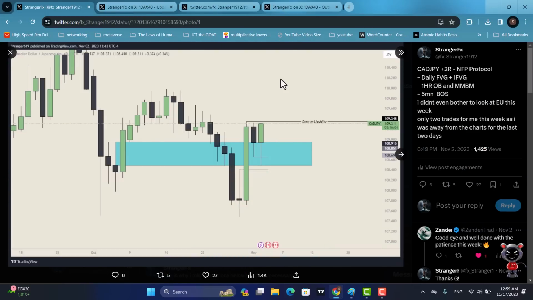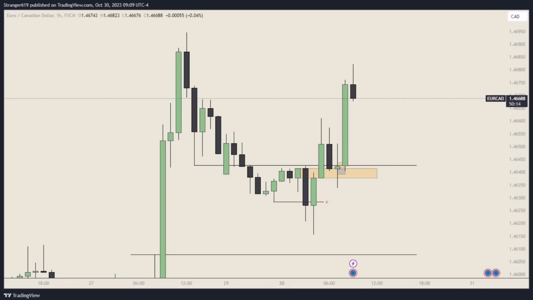And now moving on to the second part of this video, which is how to use inverted fair value gaps on the lower time frame. Now, the utilization is simple. You can use it in 3 different ways. The first one is to use it to spot early reversals.